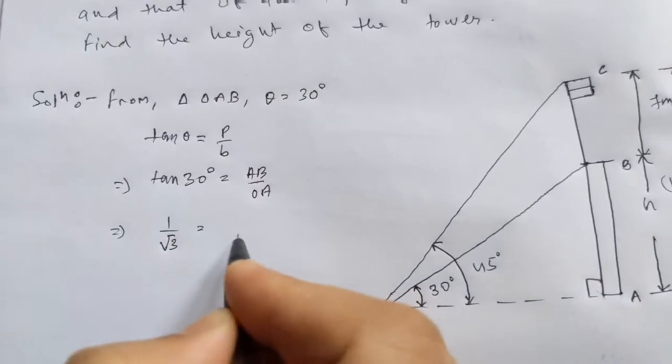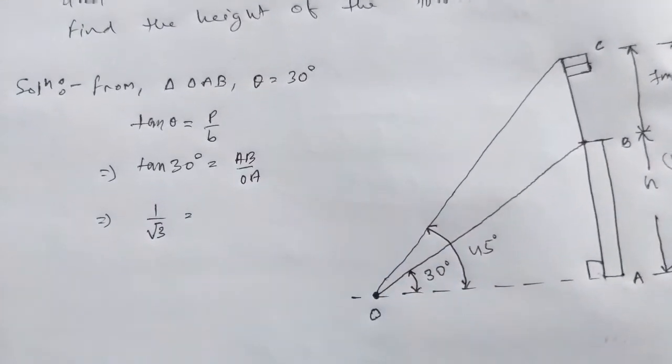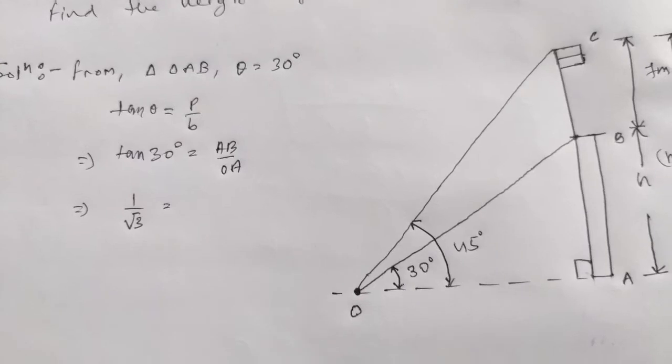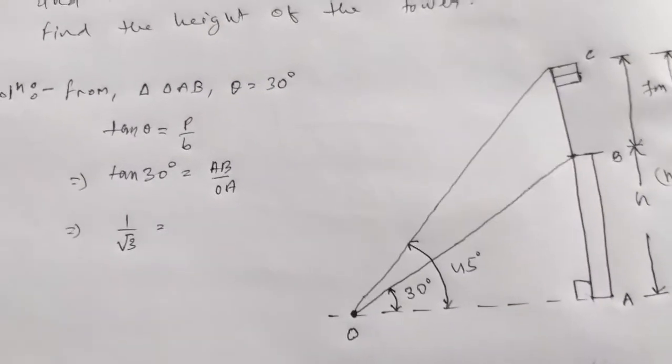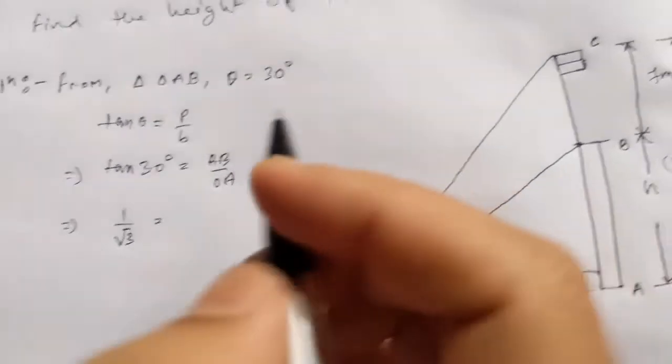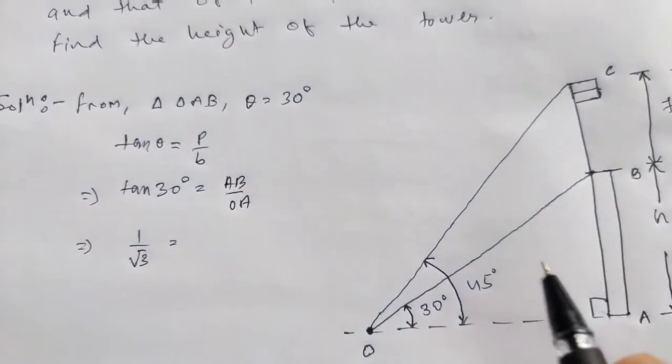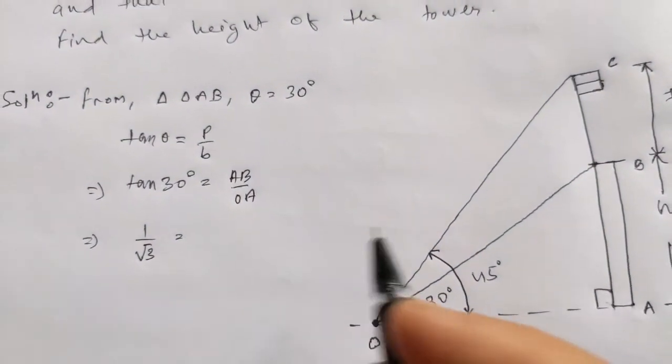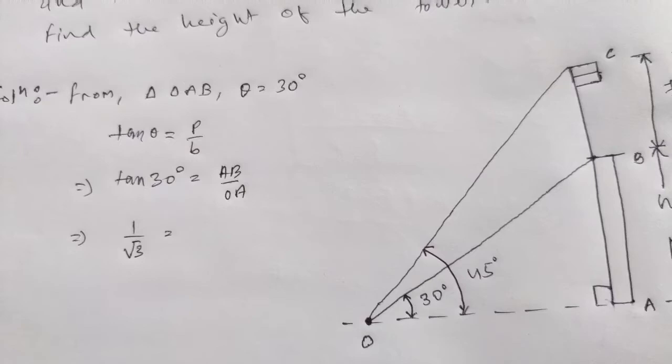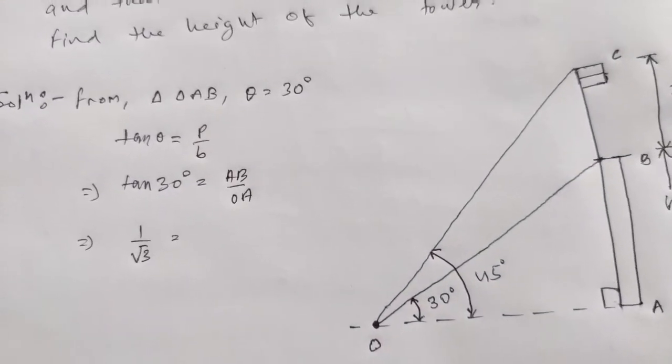You will get this value from the table, but in the exam the value will not be provided to you. You have to remember this value. So while solving the problem, you just need to remember this value. What will be the value of tan 30 degrees? These things you must know.